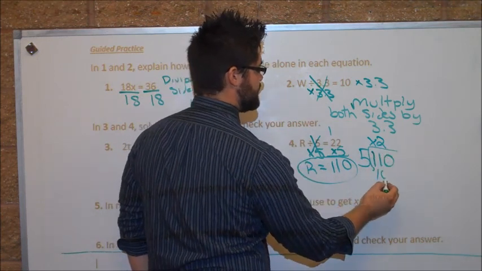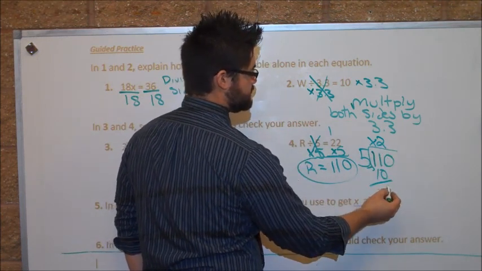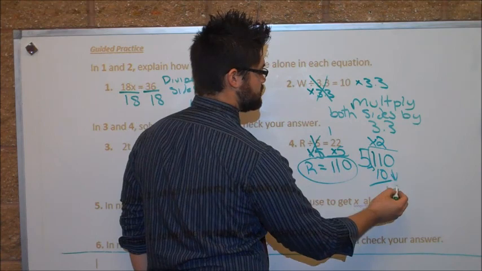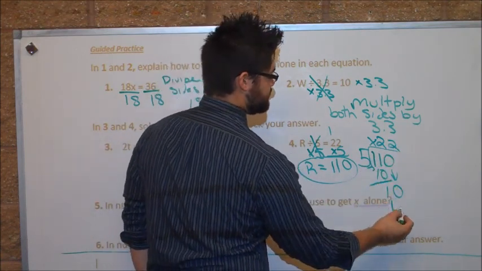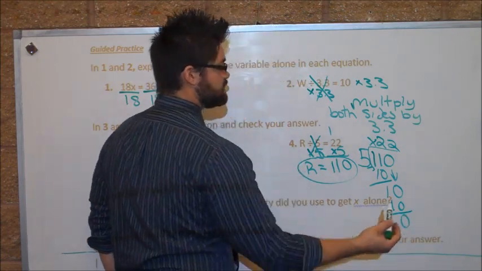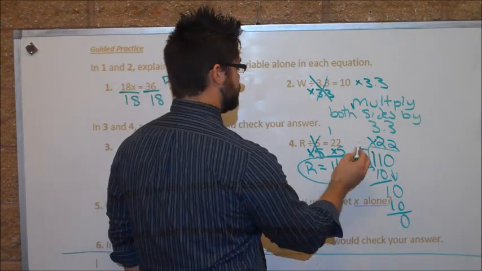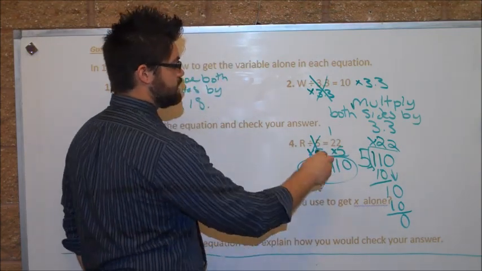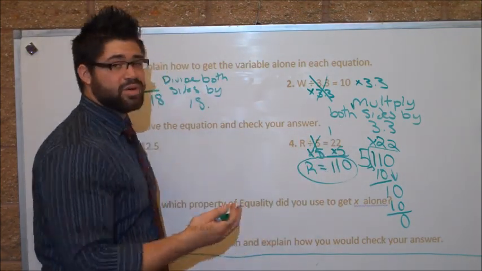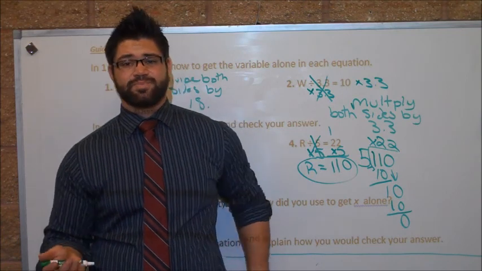2 times 5 is 10. 11 minus 10 is 1. We're going to bring down our 0. And 5 goes into 10 2 times. 2 times 5 is 10. And we're zeroed out. So our answer is 22. So r equals 110 does equal 22. So we know that we have the correct answer.